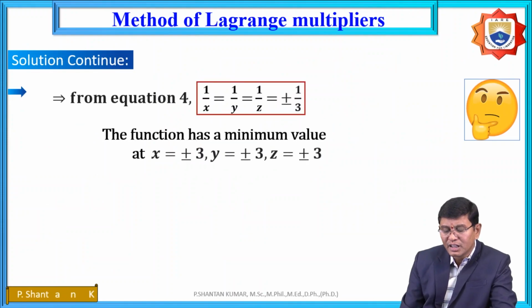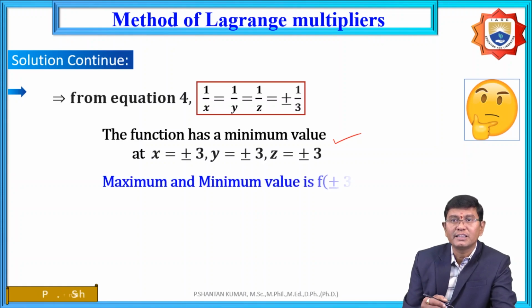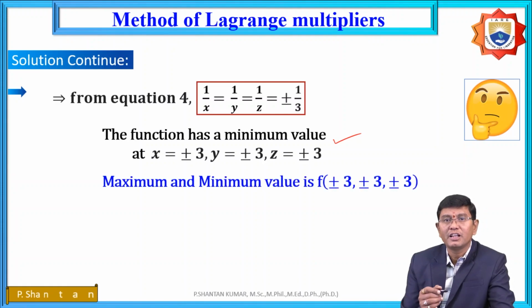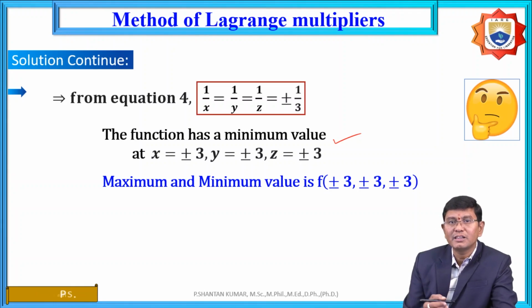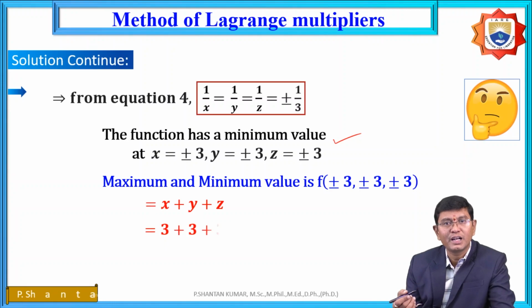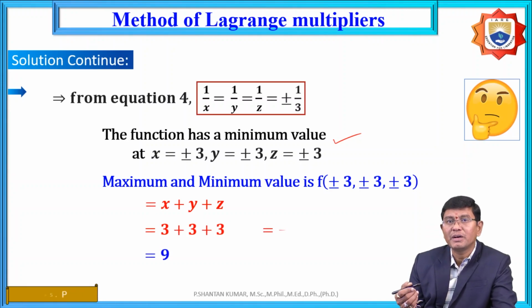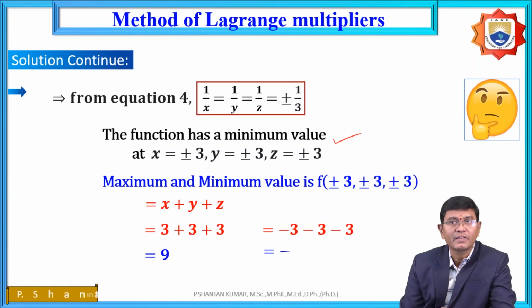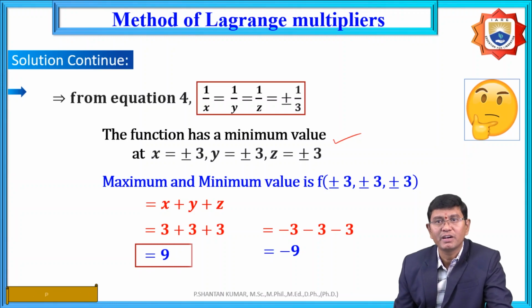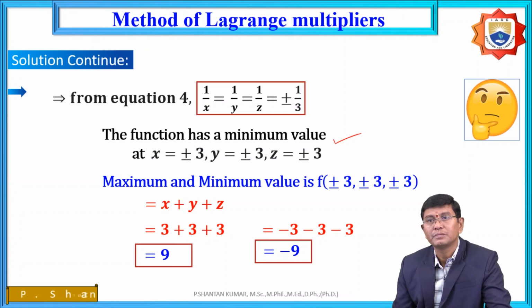Therefore, using these x, y, z values, we replace them in what they are asking to find, the maximum and minimum values. That means plus or minus 3, plus or minus 3, plus or minus 3. Plus plus plus clearly gives plus 9. And the other one, minus 3 minus 3 minus 3, gives minus 9. By comparison between these, plus 9 is the maximum and minus 9 is the minimum value of the given function.